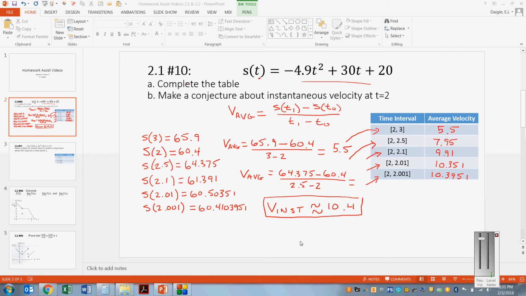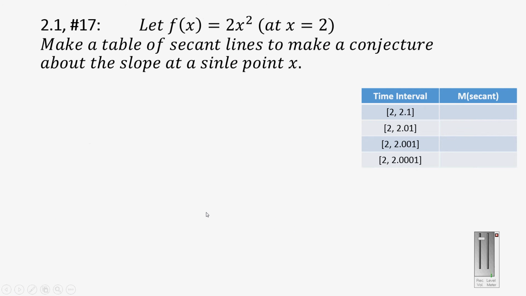All right, let's move on to the next problem here. Make sure I can get in here real quick. All right, the next problem, 2.1, number 17. Look at my book here real quick.